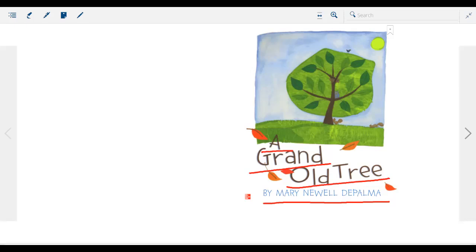This story, A Grand Old Tree, is an informational text. So an informational text gives facts or information about things that happen in real life. All right, we are going to begin.